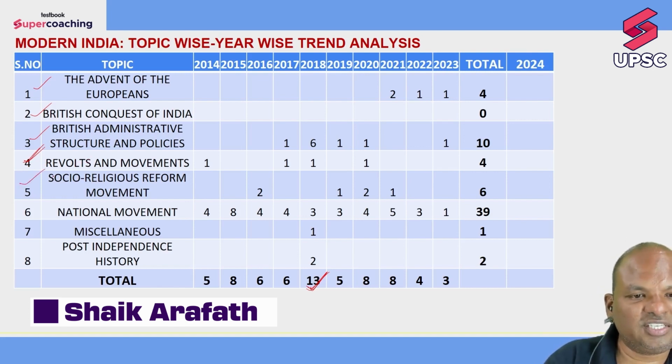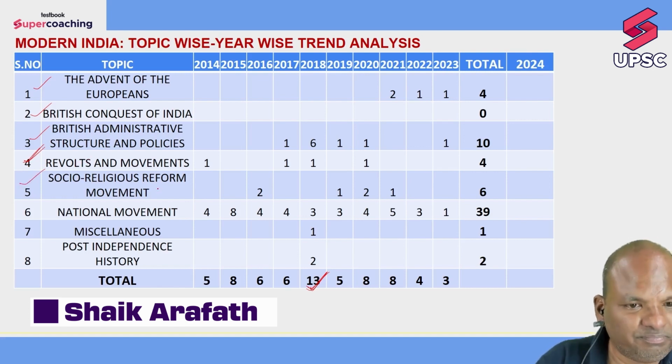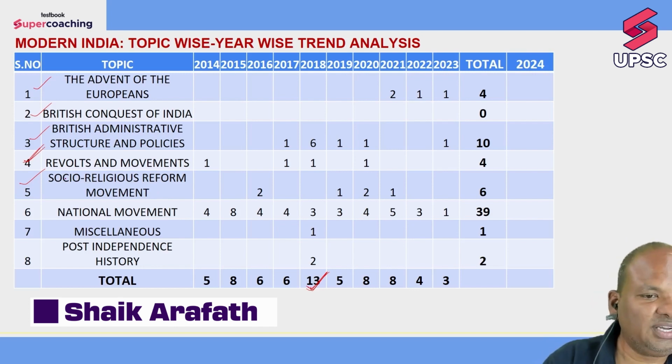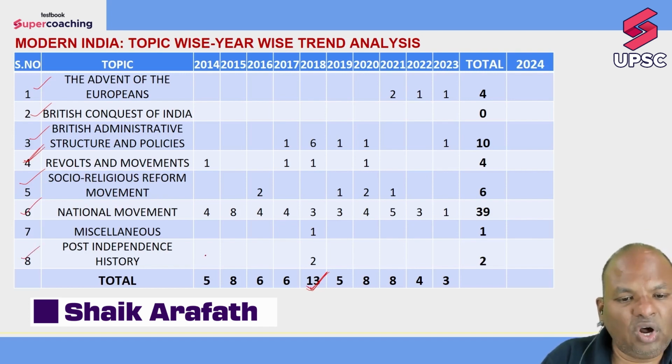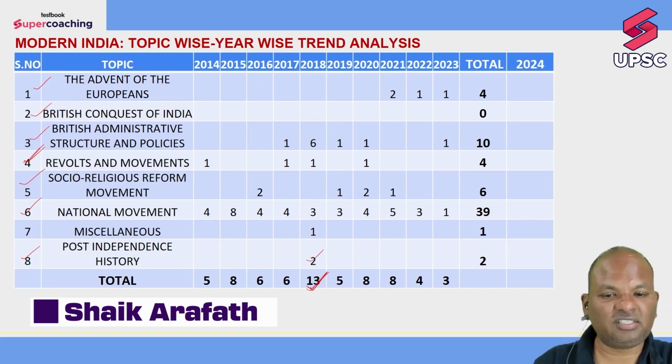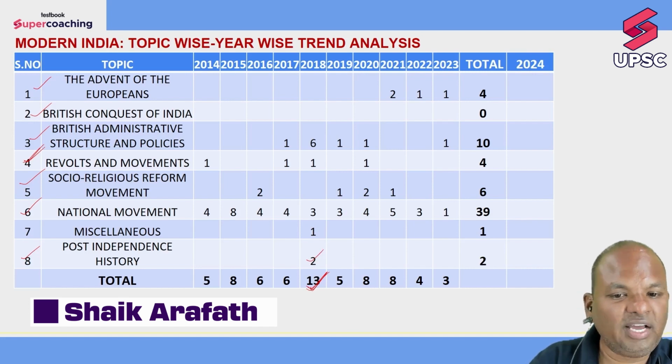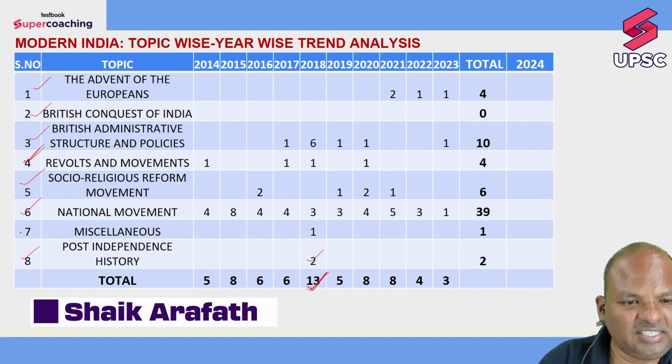Then we'll of course discuss the socio-religious reform movement. We'll go into the details of this particular topic. Then, very, very important is the national movement. How about the last topic, post-independence history? Not many questions were asked, but some time ago in 2018, 2 questions came from the post-independence history. These were asked mostly from the current affairs aspects. Miscellaneous, the same story. So, if a question is framed from various topics, then we club that under the category of miscellaneous.